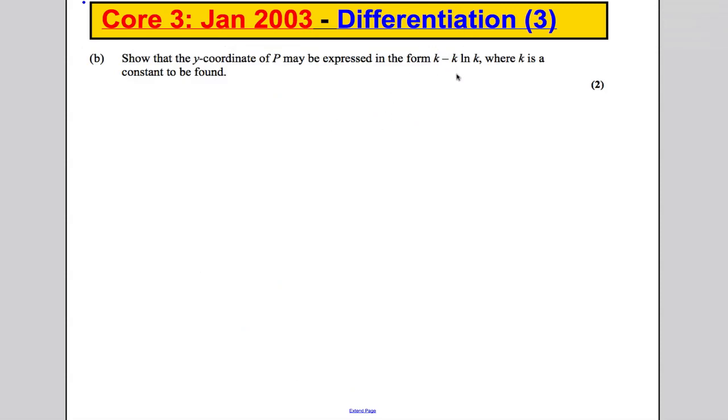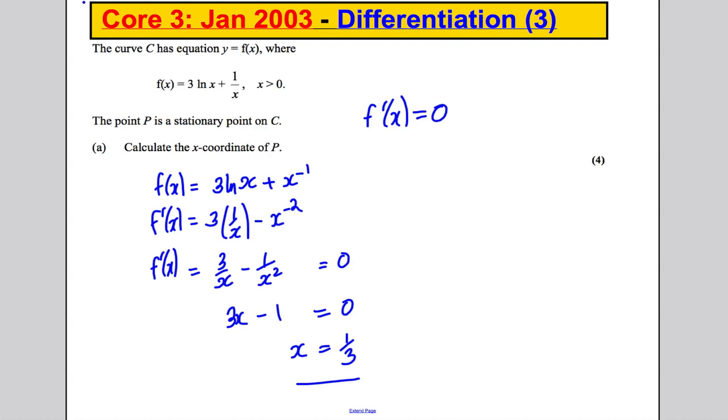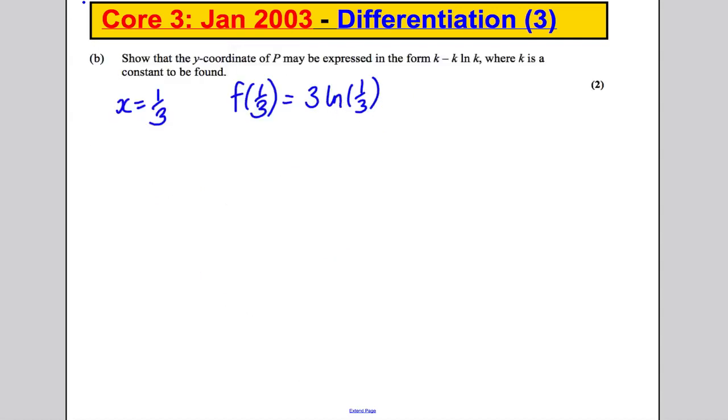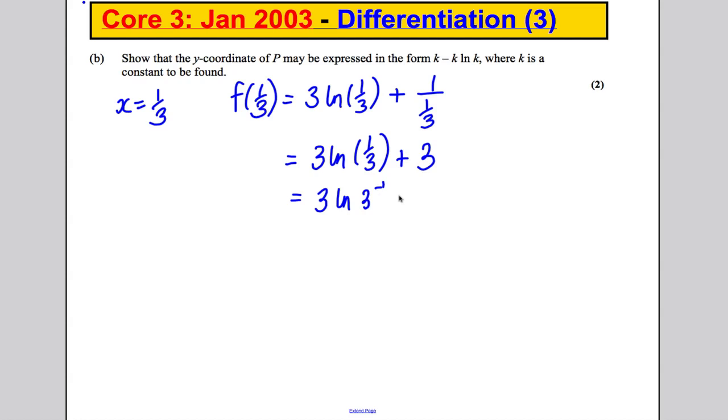Okay, show the y coordinate of P could be expressed in this form here. Well we know that the x coordinate is a third, so we substitute x as a third into this here. So we're working out f of a third, which would be equal to 3 ln a third plus 1 over a third. This would be equal to 3 ln a third plus 3. Now, ln a third is ln 3 to the power of minus 1, plus 3. You can bring down the minus 1 inside a ln, so this would be negative 3 ln 3 plus 3, which is 3 subtract 3 ln 3, where k is 3, this number that we were asked to find. And we're done.